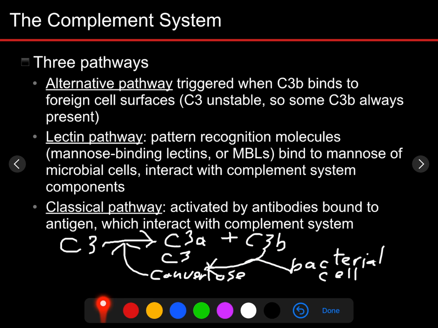So we have three ways that the complement system can become activated: by antibodies, by lectins, and by positive feedback triggered by the binding of C3b to foreign cells. By the way, why doesn't C3b bind to your cells? Well, sometimes it does, but your cells have basically a protein in their membranes that tosses C3b back out when it gets embedded in.